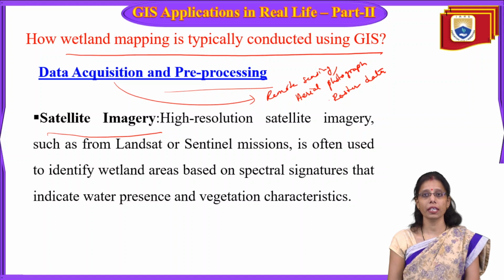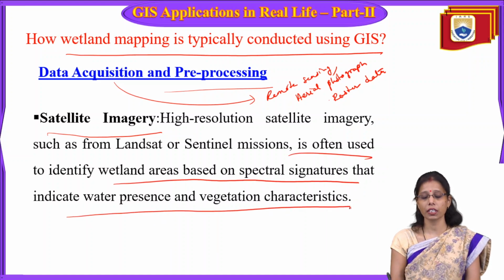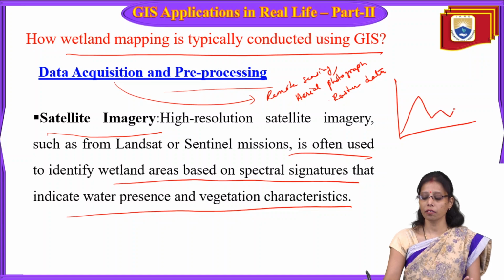Pre-processing means converting the data into a readable format. The brightness, the contrast, and the proper view of the image should be there. It is often used to identify wetland areas based on spectral signatures, which indicate water presence and vegetation characteristics. I hope you remember what spectral signatures are. A spectral signature shows a graph like this, where the spectral band starts from 0.4 to 0.7 to 1, 2, 3, 4, 5, 6 nanometers, showing a peak and valley configuration.